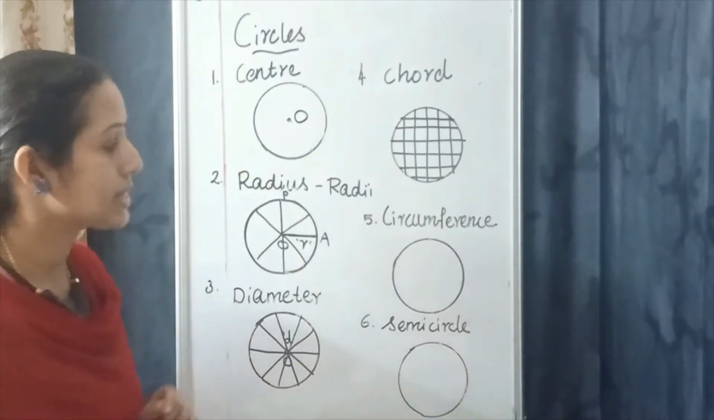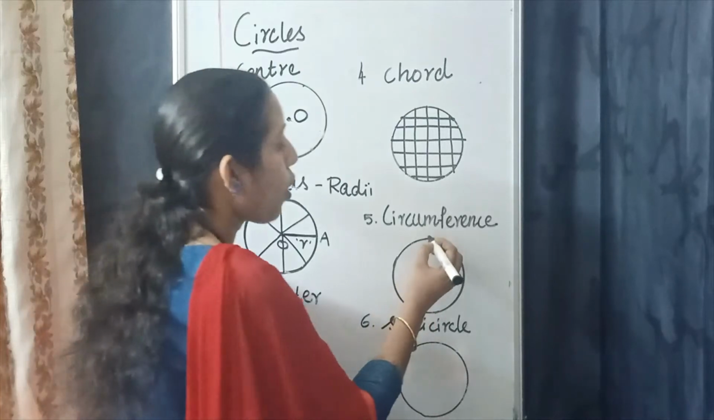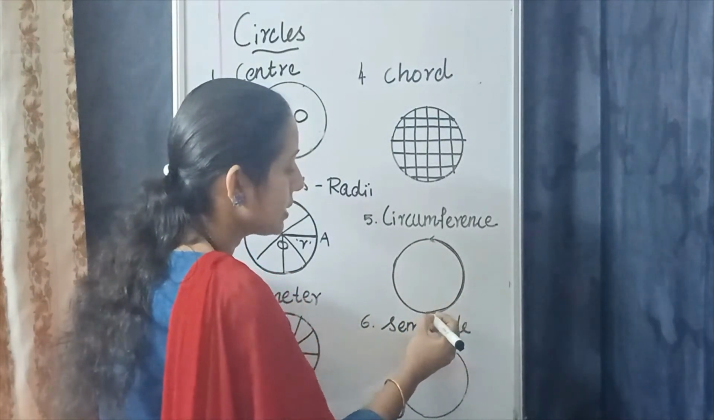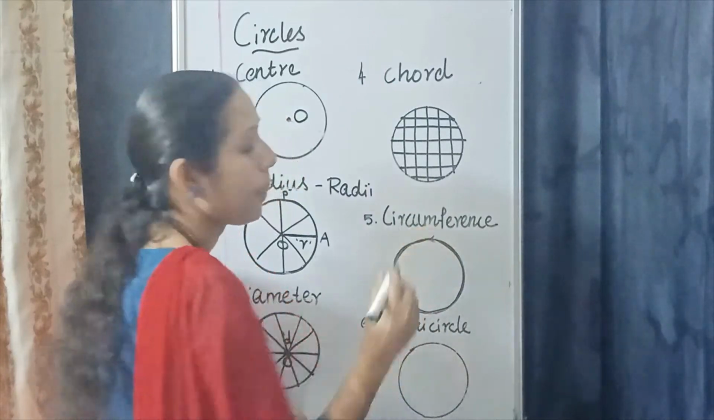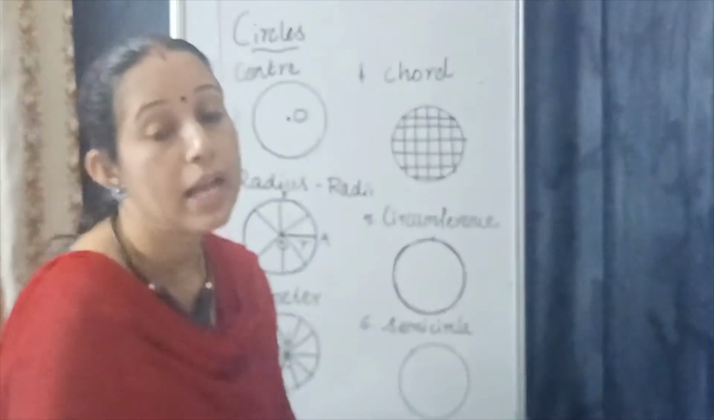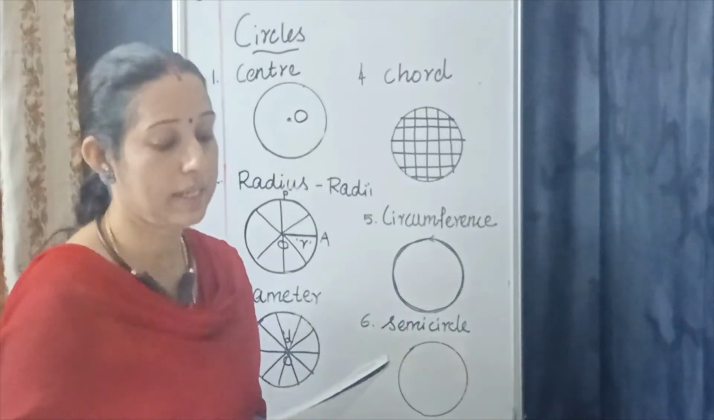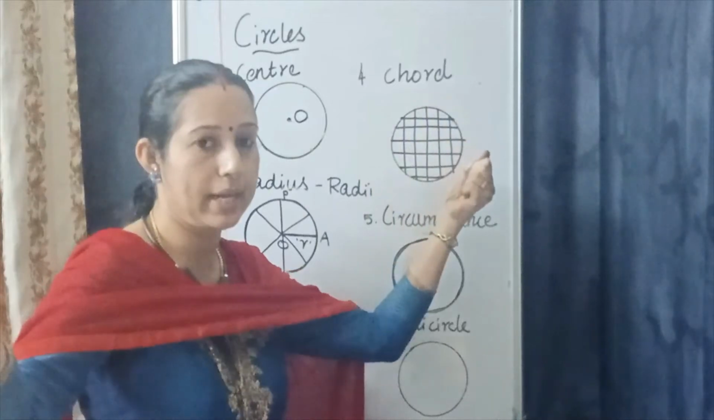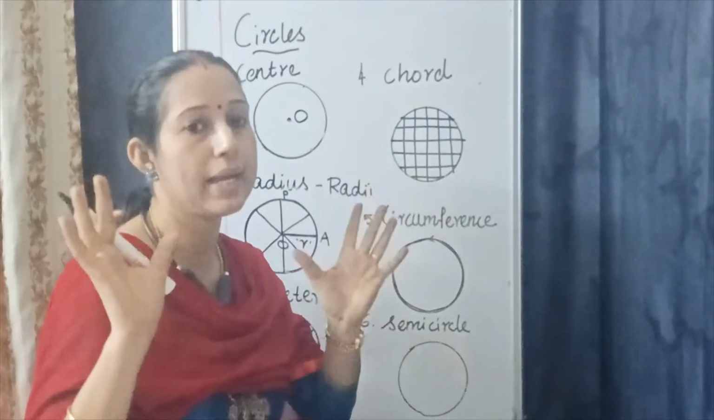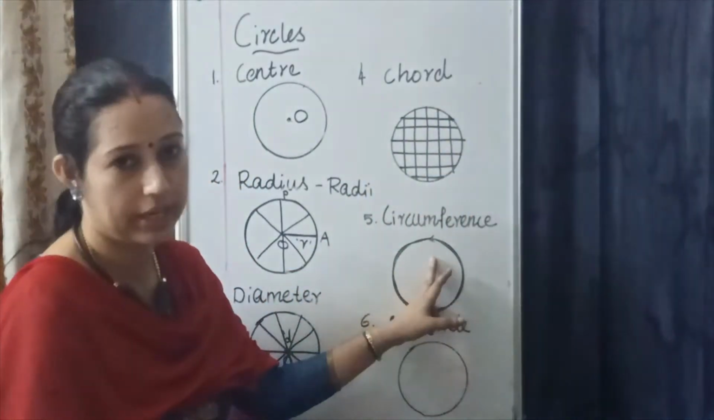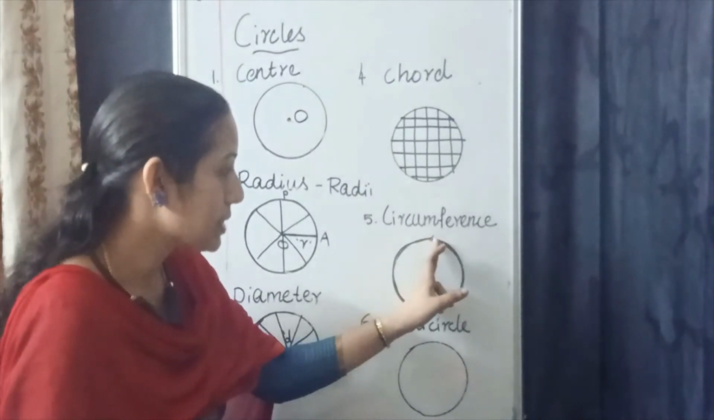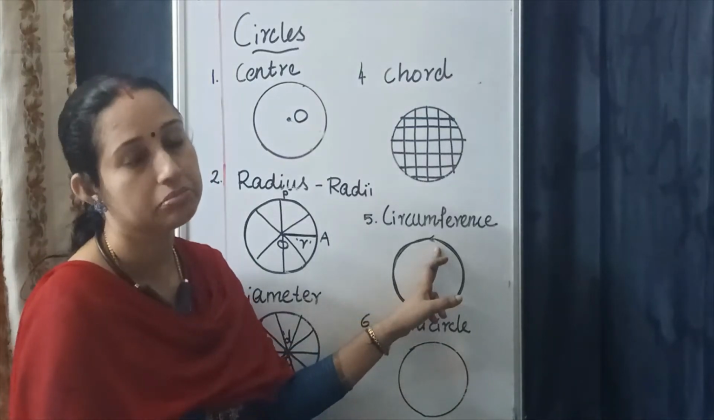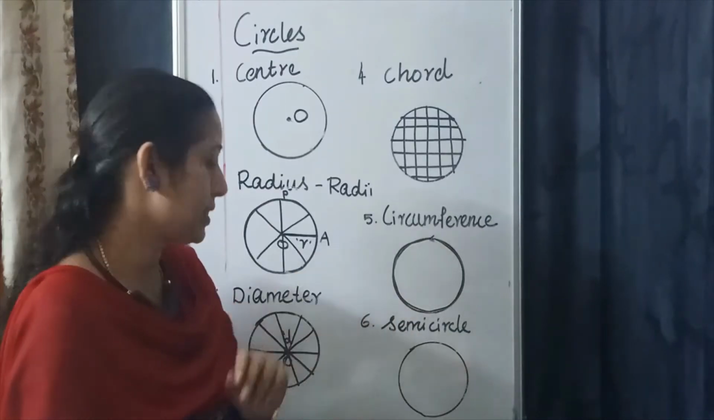And the next part is the circumference. The total length of a circle is called the circumference. That means if we unfold the circle, we get the total length. The length of this border is called the circumference of that circle.